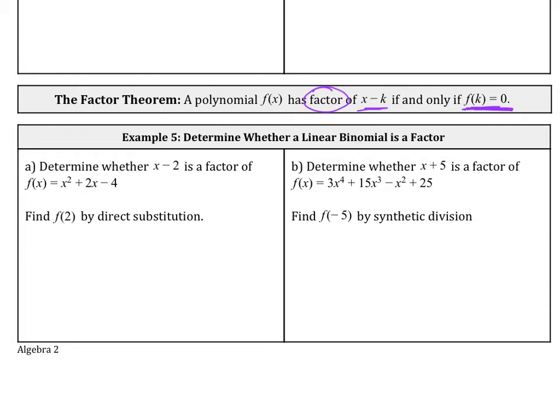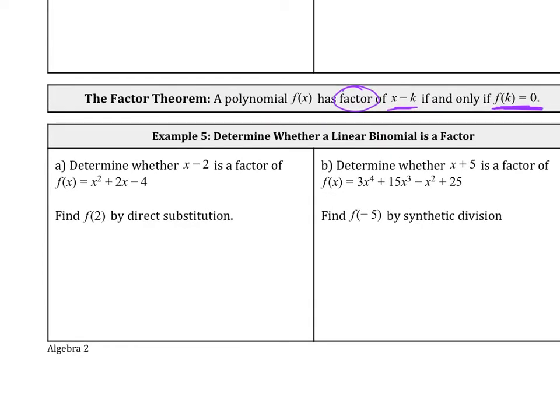So determine whether x minus 2 is a factor of f of x equals x squared plus 2x minus 4. And we can do it in two ways. We can do it by direct substitution or by synthetic division. Now, when it's something small like x squared, you could use direct substitution. So what I mean is you take f of 2 and you plug it in: 2 squared plus 2 times 2 minus 4. We're just trying to check to see whether this is a factor or not.